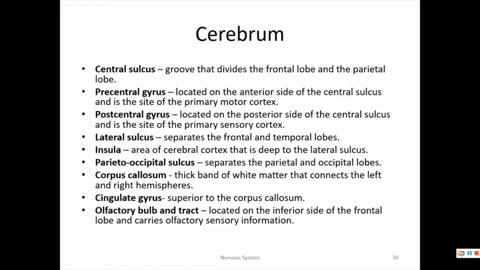Now, the cingulate gyrus is just above that corpus callosum. And then we're going to see the olfactory bulb and tract, which is on the bottom of the frontal lobe to carry olfaction to the brain. It's on the inferior side of the frontal lobe and carries our olfactory, or smell, information.